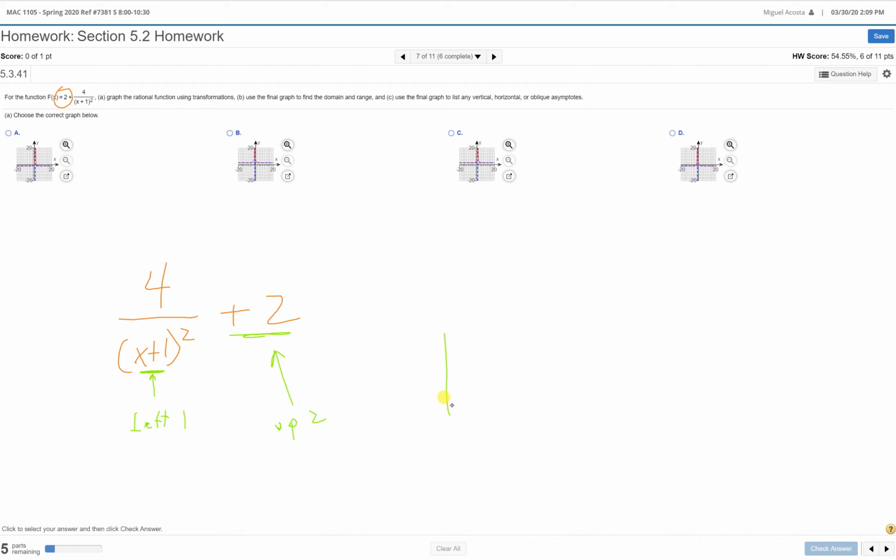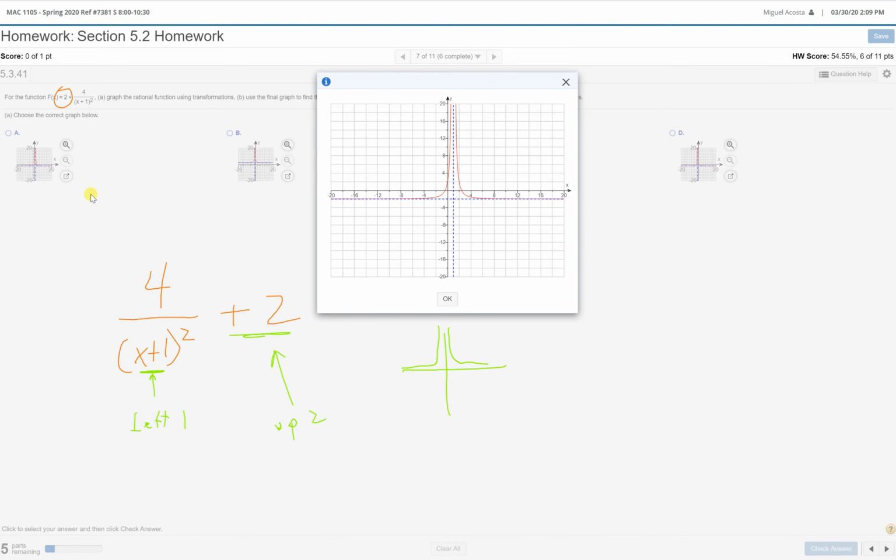So the graph would ordinarily look like this, right? Because it's 1 over x squared. But it's going to go left 1 and up 2. So it's going to go a little bit to the left and up. So let's see. Ooh, boy, this is impossible. I have to click each one. There's no way I can tell. They're so small. So I'll click this one.